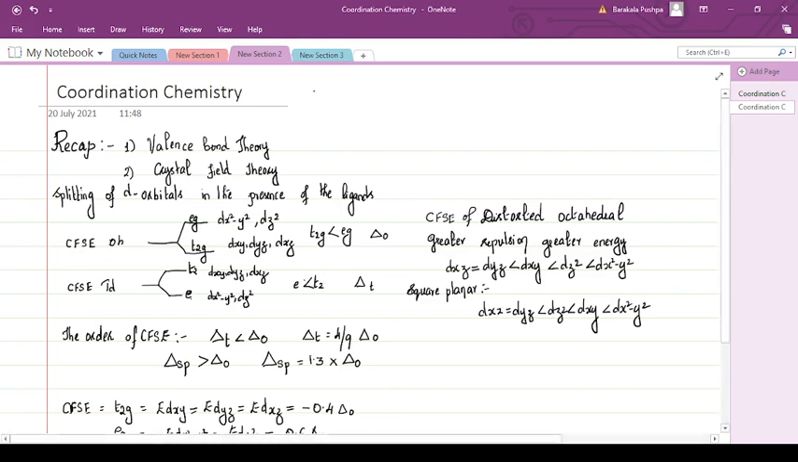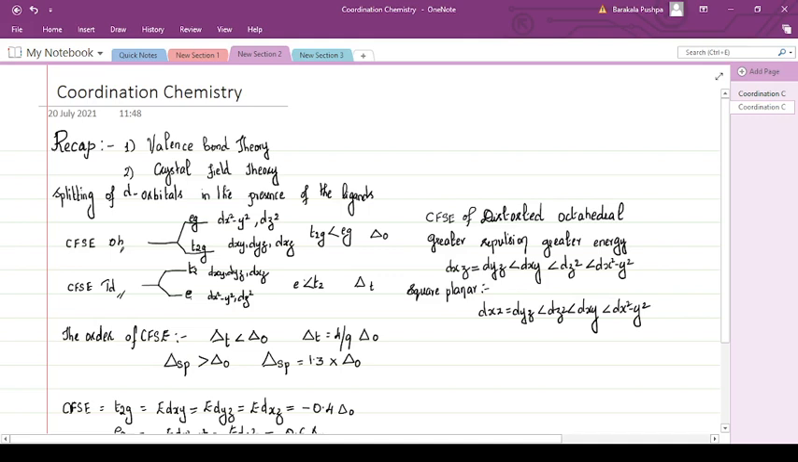The energy order is that eg orbitals have the highest energy in the crystal field splitting of octahedral cases. In the tetrahedral case, t2 will have higher energy than e. That means t2g and e orbitals are in the ground state level where electrons occupy first. Then CFSE, not only in the octahedral and tetrahedral, we also have seen in the case of distorted octahedral, greater the repulsion, greater the energy.